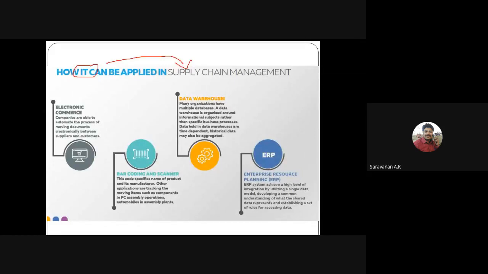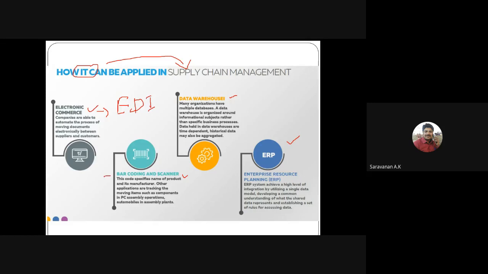So here you can see we are using many technologies. Due to these technologies, we have to increase our profitability in a supply chain network, and we have to pass the information, or manage the information, in terms of IT. So the first one is the electronic, you may know what is EDI, the electronic data interchange, and that is electronic commerce.